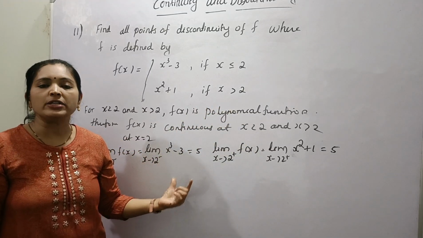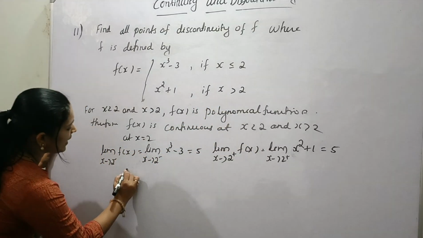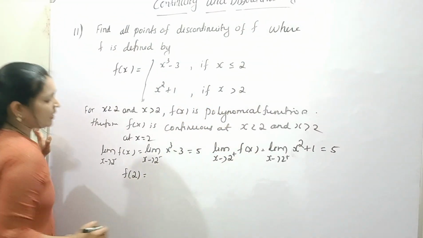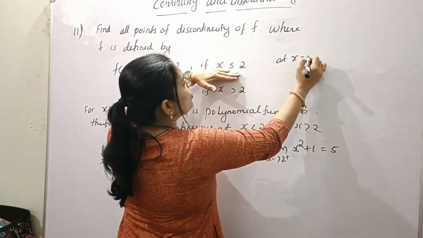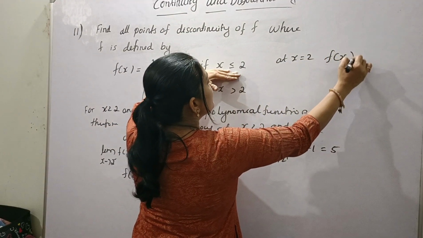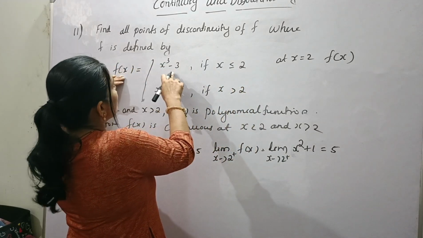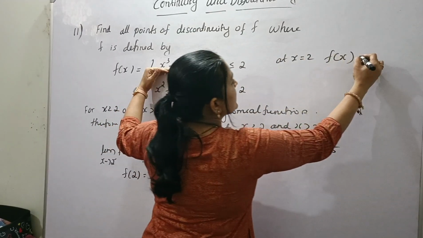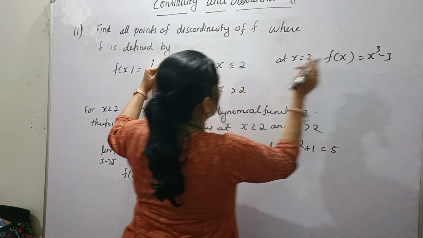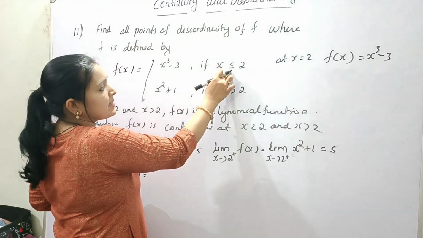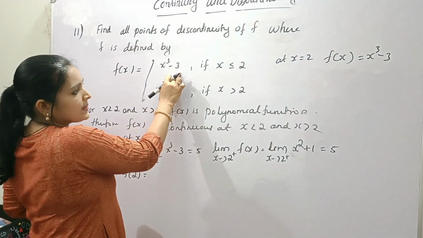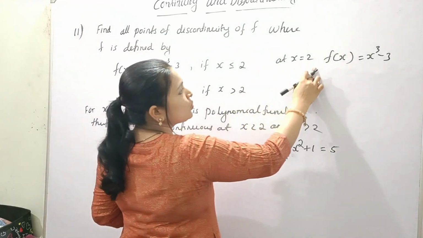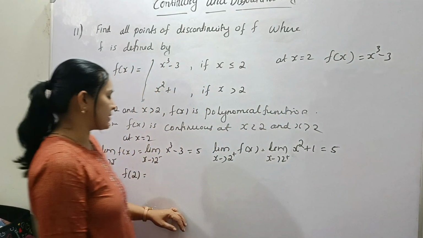Next we need to find value of the function, that is f of 2. At x is equal to 2, what is the function? Function is f of x is equal to x cube minus 3, because it is given x less than or equal to 2, the function is x cube minus 3. So at x is equal to 2, f of x is equal to x cube minus 3.